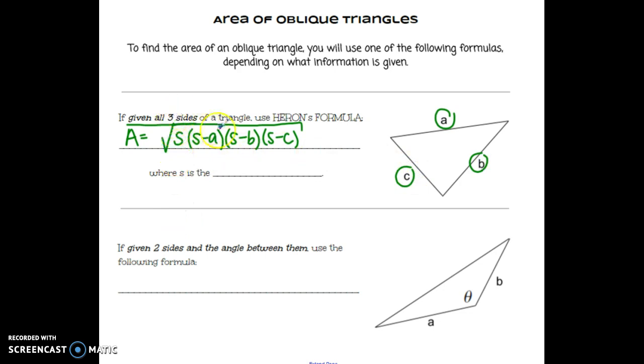So what is S? S is what we call the semi-perimeter. Think about what these words mean. We know the perimeter is the distance all the way around the shape. Semi means half, so it's half the perimeter. So you would be taking A plus B plus C to get the perimeter, and then dividing it by 2 to get the semi-perimeter. Okay, so let's jump ahead. I'm going to do this with one of the problems on your worksheet.